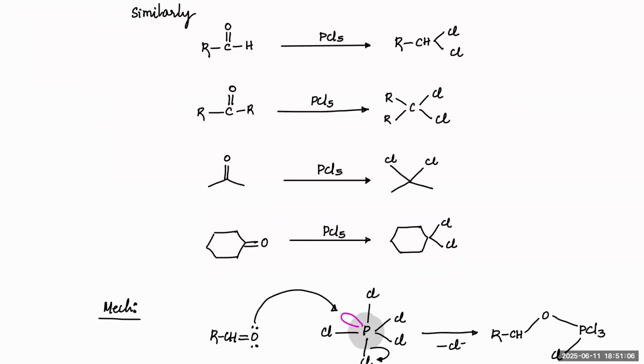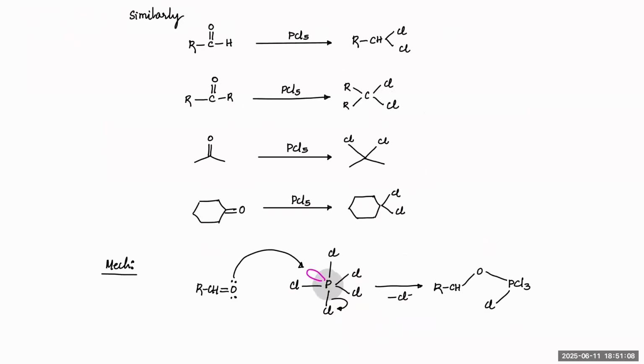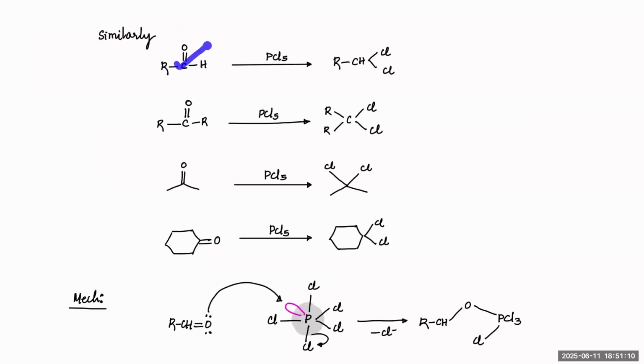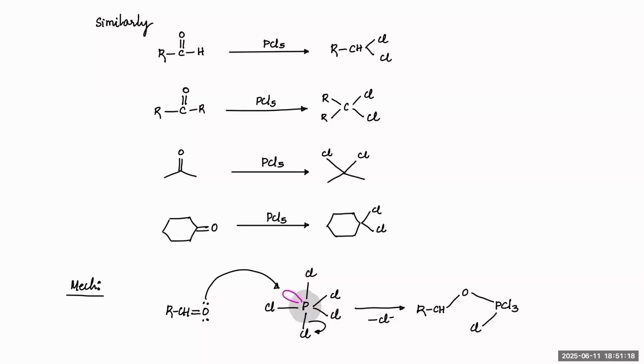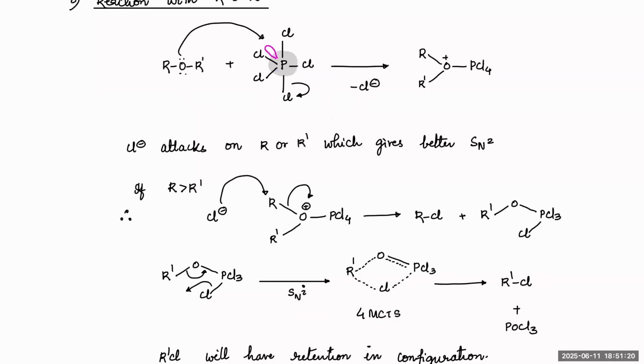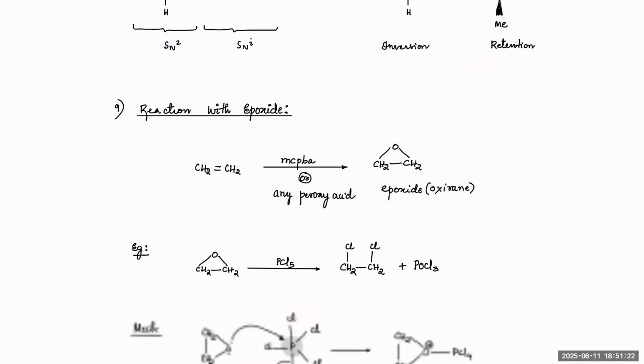Right. And in case you have an aldehyde or a ketone, then addition will take place and two chlorides will get added. Got it? In case of aldehydes and ketones. Next, it's all the same.